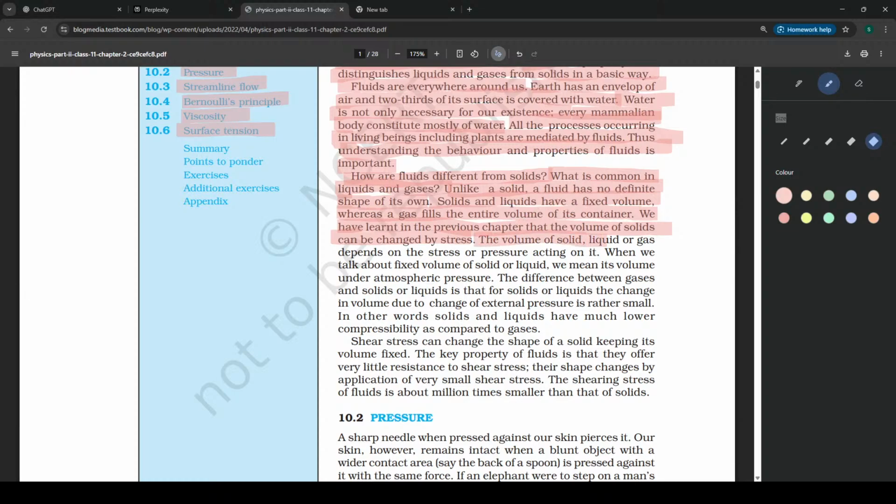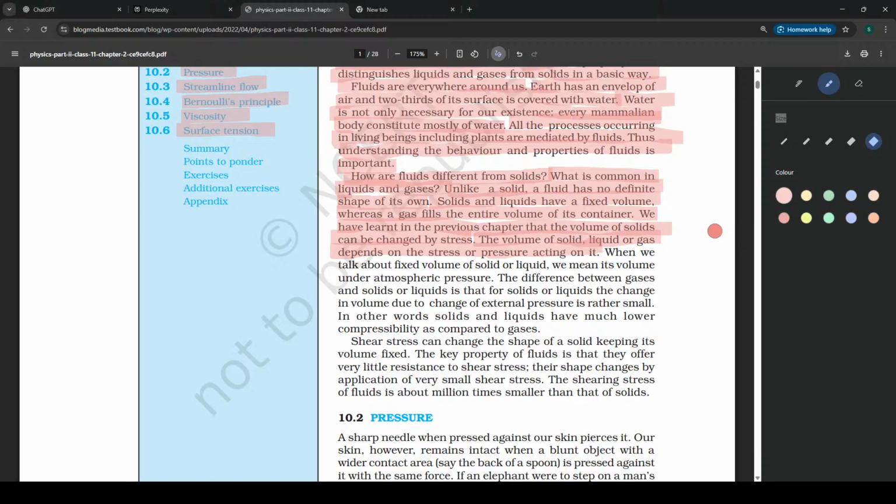The volume of a solid, liquid, or gas depends on the stress or pressure acting on it. Important to remember here: the volume of a solid, liquid, or gas depends on the stress or pressure acting on it. No matter the state of matter, that is solid, liquid, or gas, the volume of these substances depends on the stress or pressure acting on it.